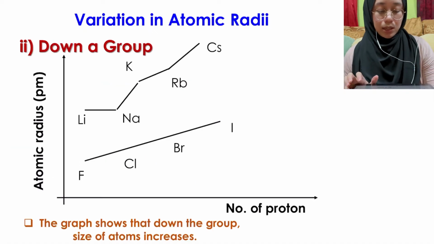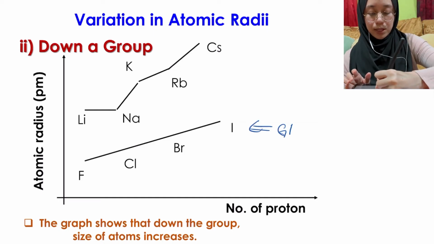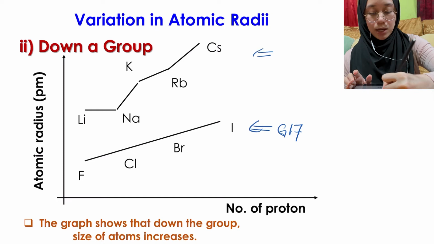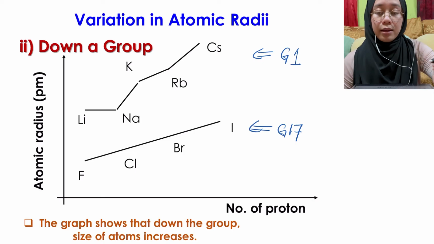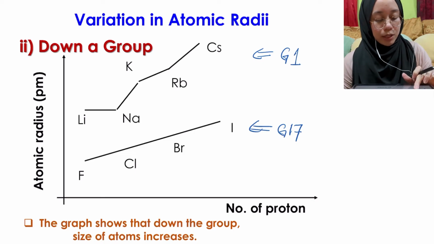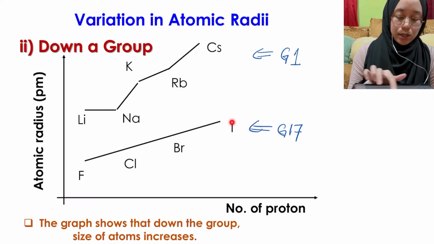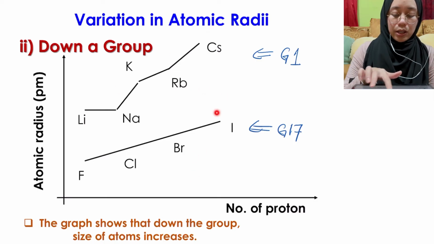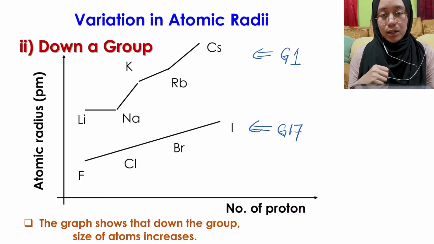Okay, so this is basically the trend going down the group. So this one here is group 17. Meanwhile yang atas ni pula adalah group 1. Okay, so going down the group, as you can see, the size becomes larger. So ini pun becomes larger. But then kalau kita compare antara group 1 dengan group 17, okay, so the group 17 is basically smaller lah.